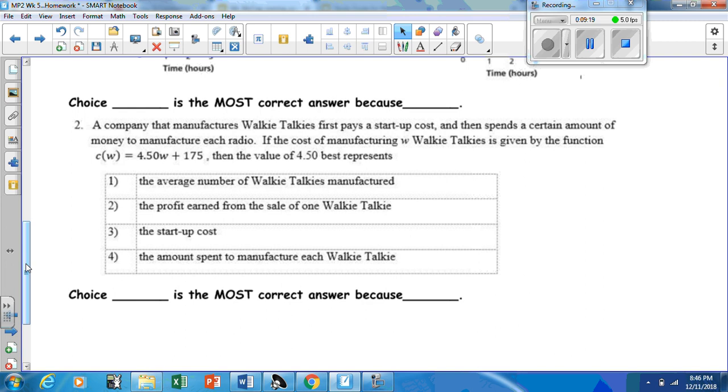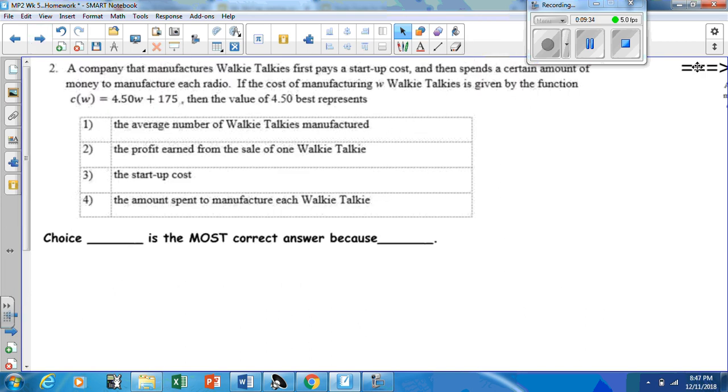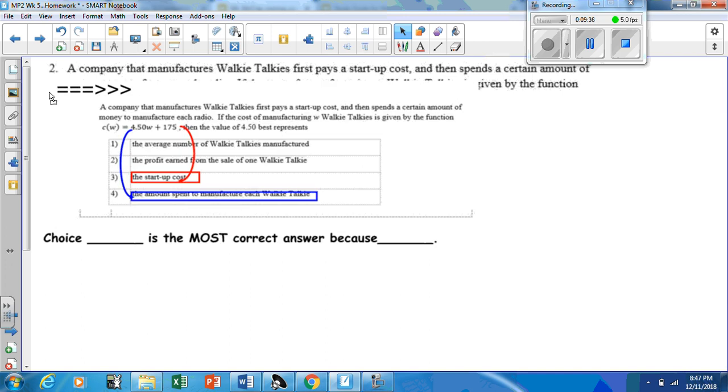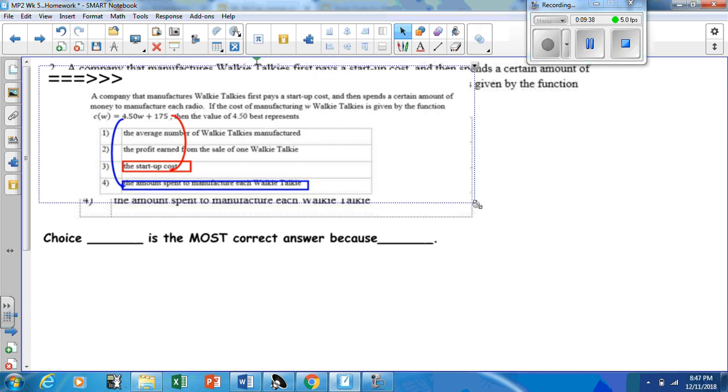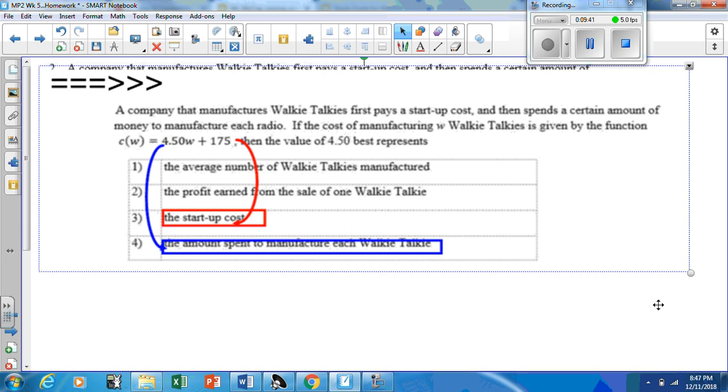Let's take a look here. I would suggest that 4.5 represents the amount spent to manufacture each walkie-talkie, and 175 is the original startup cost. Choices 1 and 2 are dummy choices. They are meant to distract you. In fact, we call those our distractors.